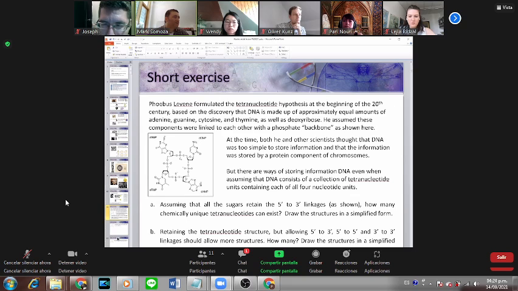And so the exercise is to determine how much information you can store in the tetranucleotide, and whether that's sufficient information to encode the amino acids that we know we need. So is there enough information? Can you store enough information in a tetranucleotide to be a viable way to store DNA?